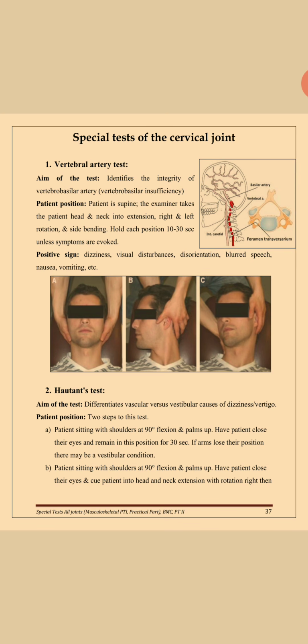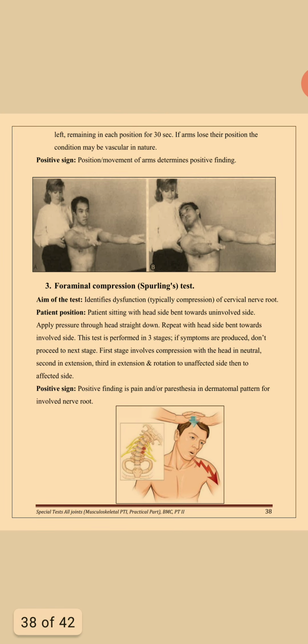Patient sitting with shoulders at 90 degrees flexion and palms up. Have the patient close their eyes and cue the patient into head and neck extension with rotation right, then left, remaining in each position for 30 seconds. If the arms lose their position, the condition may be vascular in nature. Positive sign: position or movement of the arms determines a positive finding.